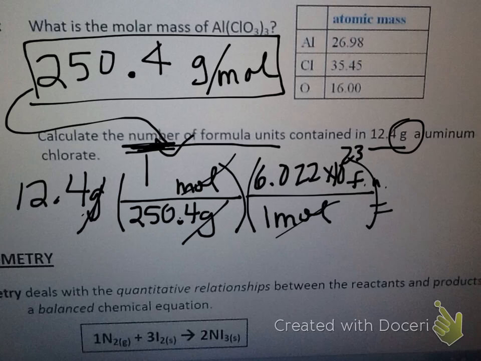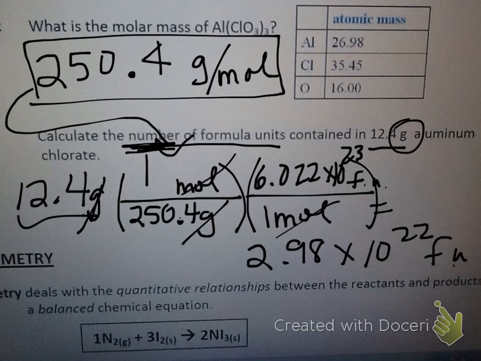Alright, so now we're just going to solve. So we've got 12.4. Put that in my calculator. 12.4 divided by 250.4 times parentheses 6.022 times 10 to the 23rd. I get, and let's see, we've got 3 significant figures here, so I'm going to have 3 significant figures in my answer. I get 2.98 times 10 to the 22nd formula units.